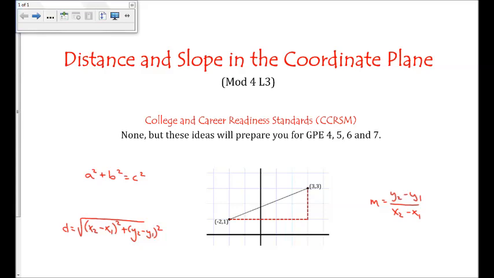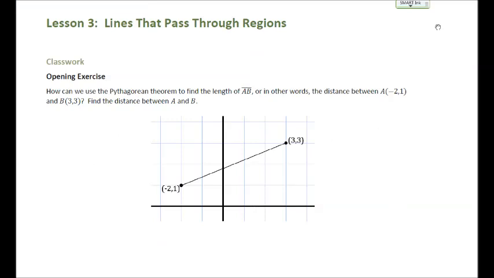There aren't any CCRSM standards that are directly tied to this, but it's preparatory. It'll prepare you for the future lessons in this module. Let's get started. Lesson 3 of Module 4 starts off with a question to find the length of segment AB, where A is the point (-2, 1), and B is the point (3, 3).